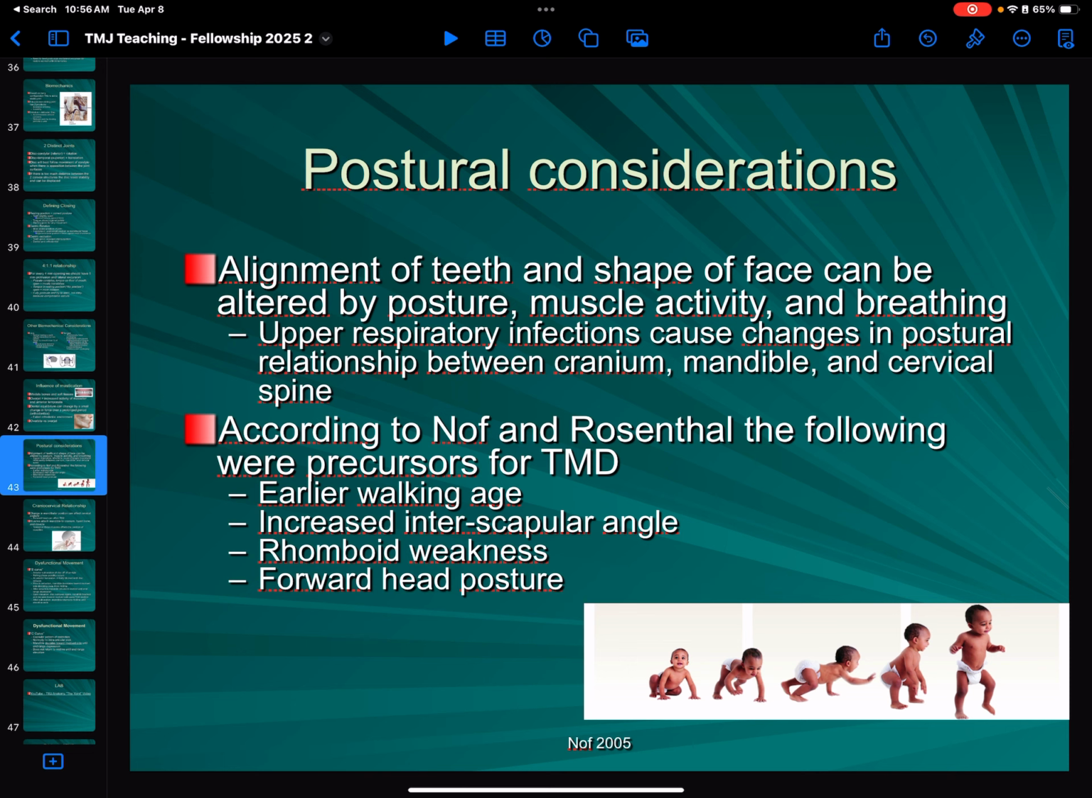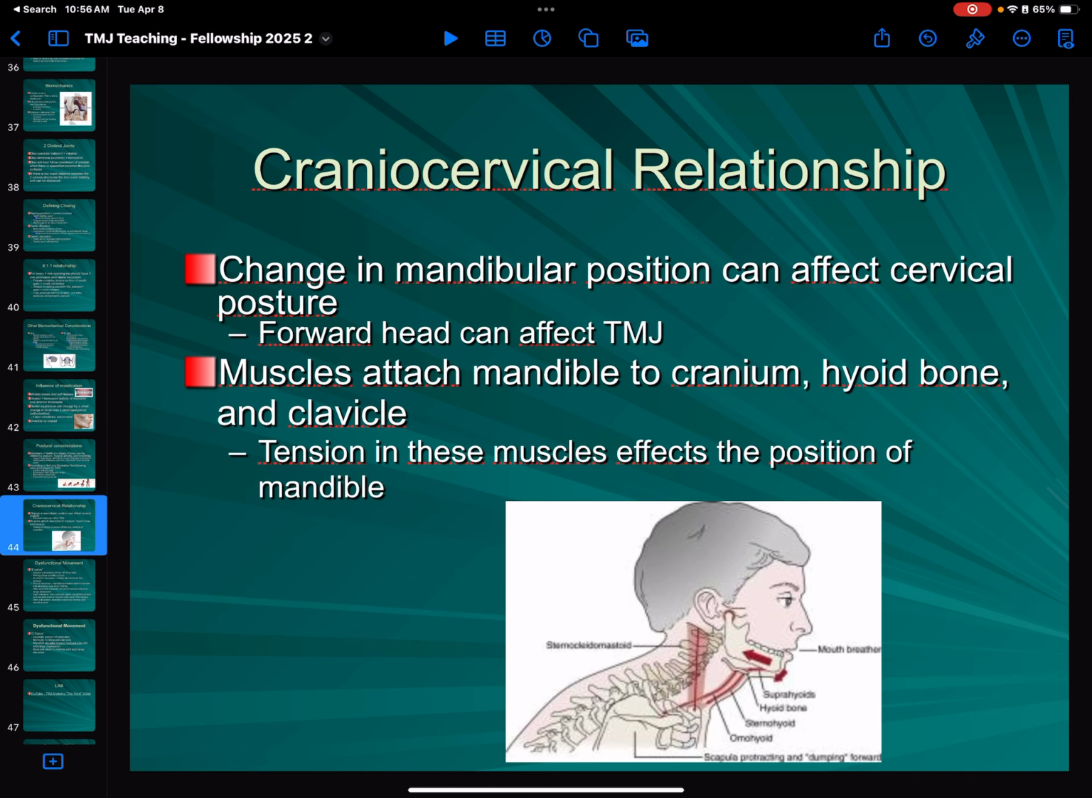So these, anything about the jaw? Anything about your bite? Or are there other things that are predisposing? So getting into the craniocervical relationship, change in mandibular position. Change in mandibular position can affect cervical posture. Fascinating, huh? So there is a relationship between your positioning.